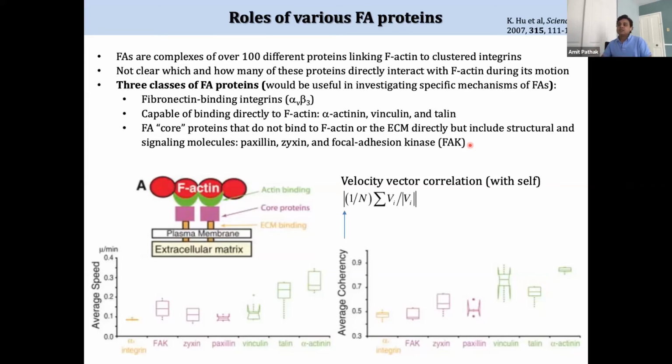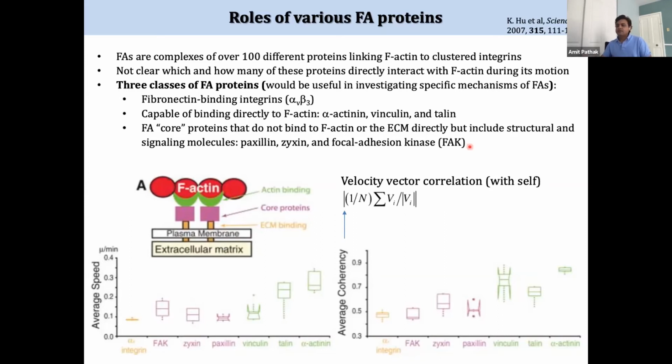Now this bond, even if you don't have the core proteins, this bond will also dissociate in seconds, and new ones might form if the conditions allow it. If the core proteins come in, these paxillin, zyxin, focal adhesion kinase, they are needed to come and stabilize the bond, and then it becomes a focal adhesion, and that bond now can grow up to a couple of microns in size.